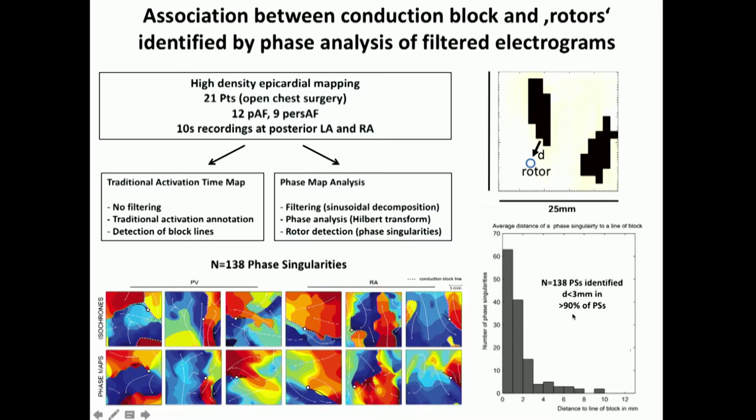The distance between the rotor and the line of block was smaller than 3 millimeters. That's really not a lot, less than 3 millimeters. What does this all mean?